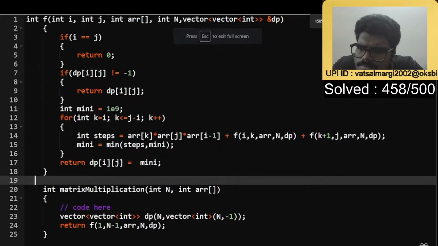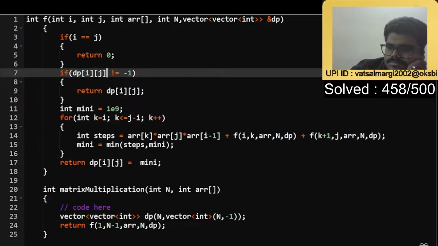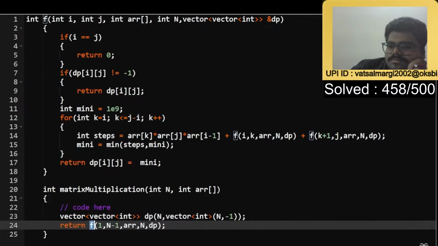So let us have a look at the normal matrix chain multiplication code. Basically, we have a 2D vector named DP, of dimension n cross n, for storing the i, j situation. Initially we'll mark it as -1, indicating that the particular state dp of ij is not calculated. Then we run a recursive call named function f. This function f will be recursive.